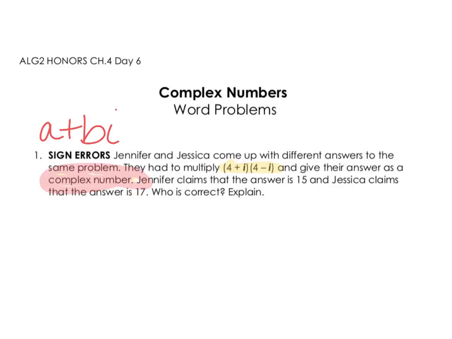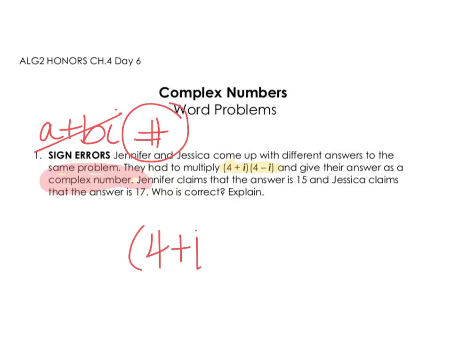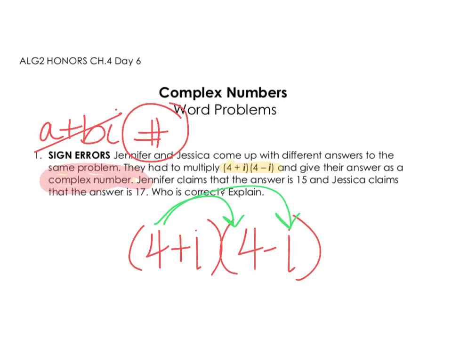Now we know 4 plus i and 4 minus i are complex conjugates. So we're not going to get a complex number in the form a plus bi. We're going to get a whole number, because they're complex conjugates. So let's multiply it out. 4 plus i times 4 minus i. So first, outer, inner, last.